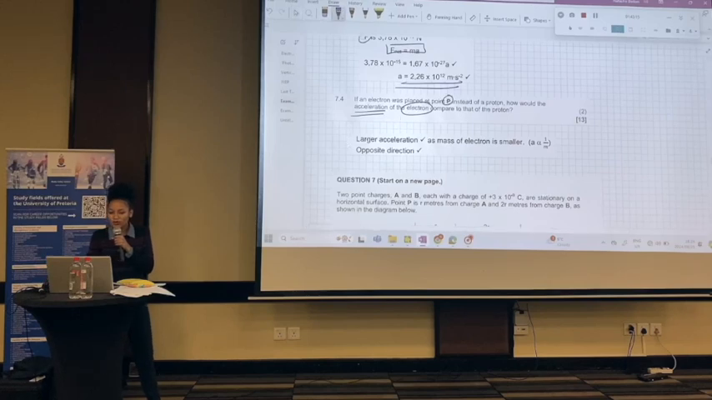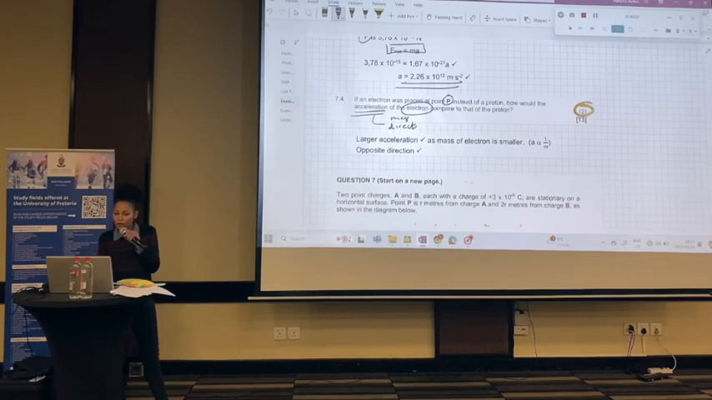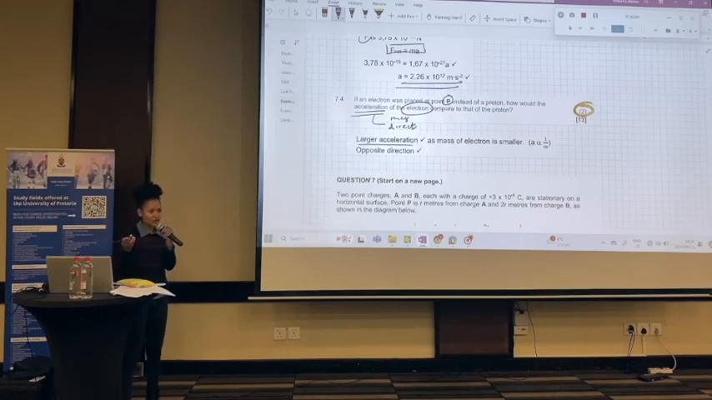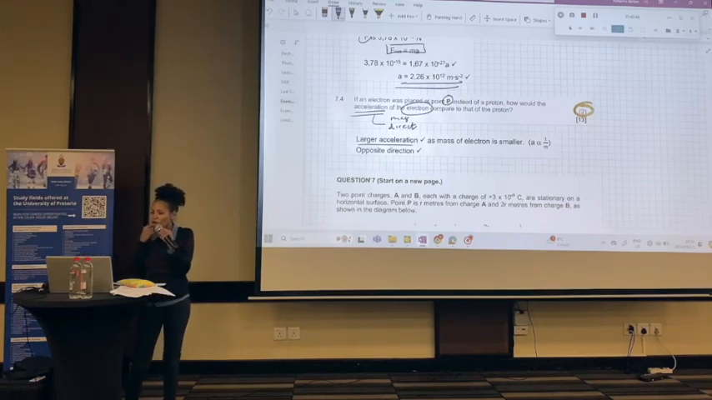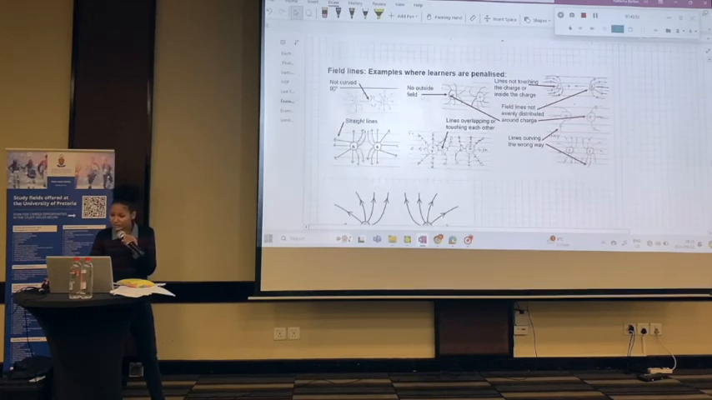So this question is out of 2 marks, which means I'm looking for 2 things. Acceleration is a vector, which means what? Magnitude and direction. Most people only answered one of the components, alright? The electron, being smaller, will have a larger acceleration. But because it has the opposite charge, it will move in the opposite direction compared to the proton, and that is your 2nd mark.